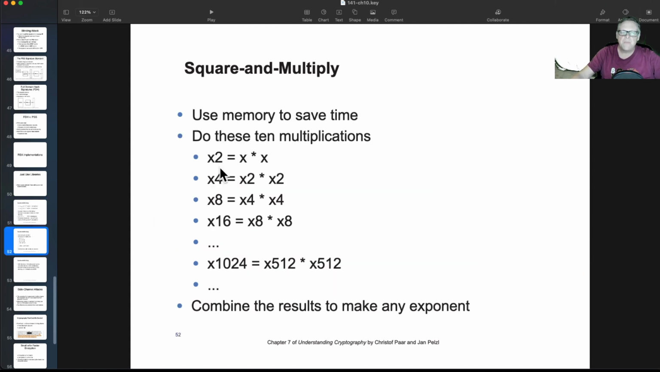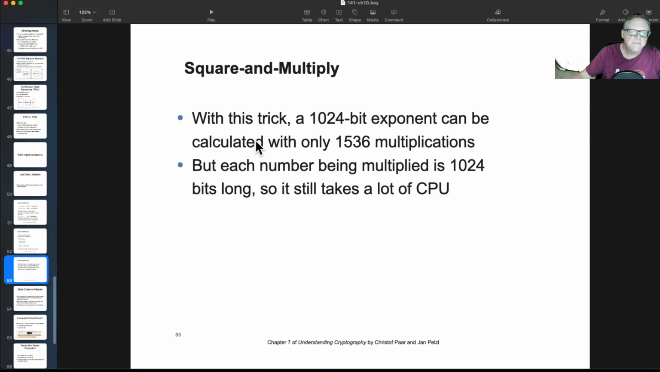What you do is you take the input and square it, then you take that output and square it, then you take that output and square it. So with a very small number of calculations, you get these values, and then you combine them to make any exponent. So you end up only having to do the logarithm of the number of calculations. This is just an algorithm that gets you there faster. And that's what you have to do, or you'd never be able to do any such large exponentiations.